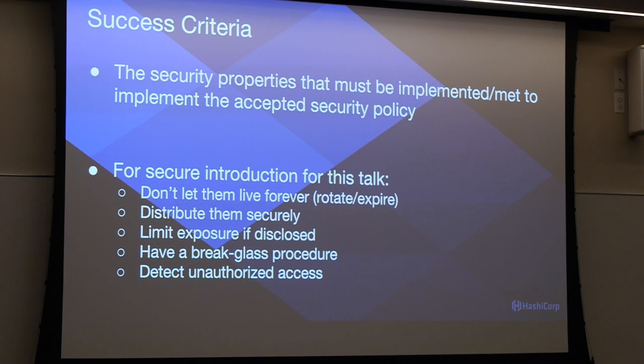So, success criteria. This is what security properties are required to implement the security policy for your work. So for this top: don't let secrets live forever. And really by secrets I mean the first secret, because this is talking about security protection. Don't let them live forever, so they need to be rotated or expire. Distribute them securely. Have a break glass procedure. Limit exposure if disclosed. Detect unauthorized access.